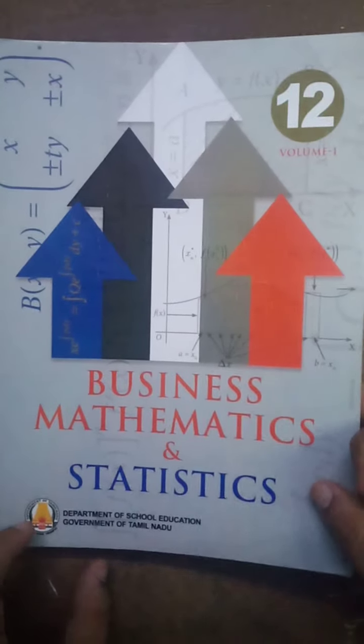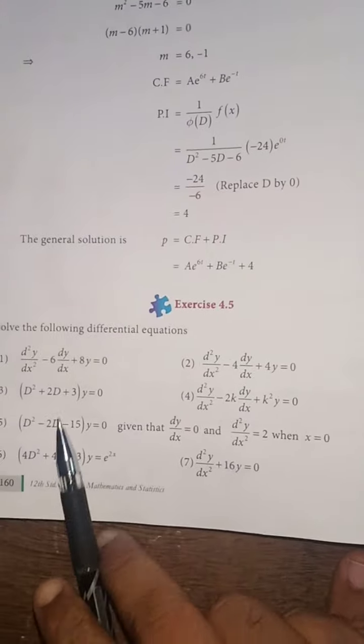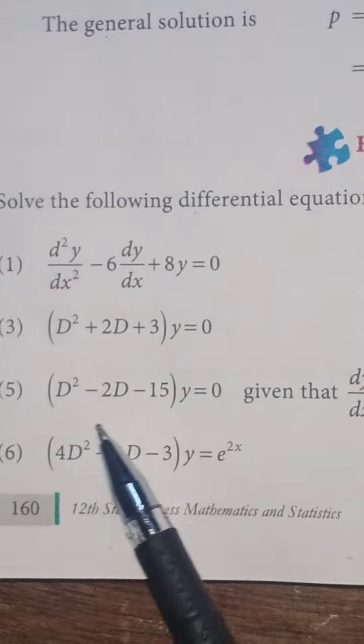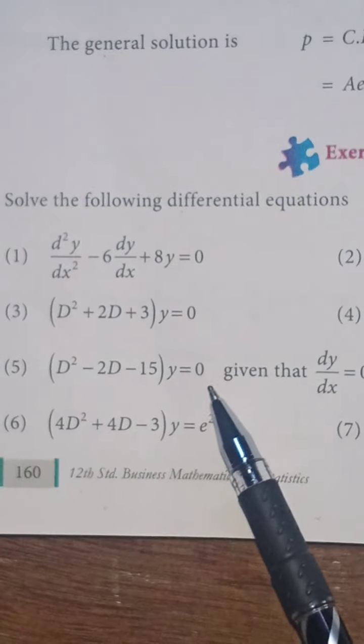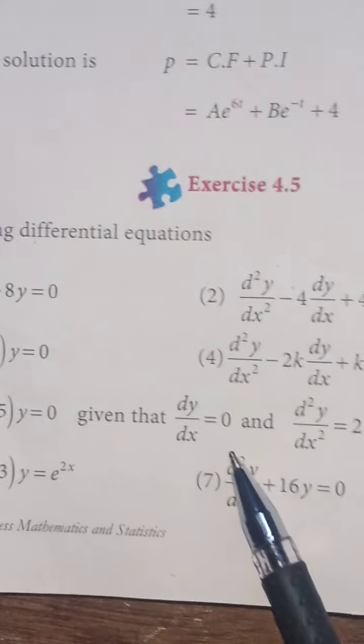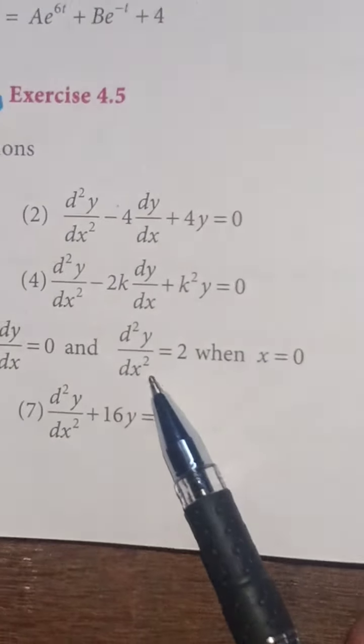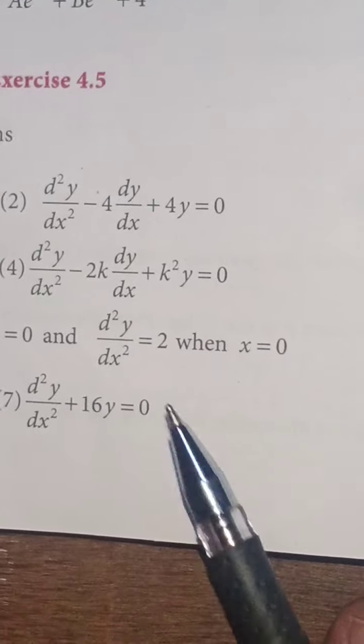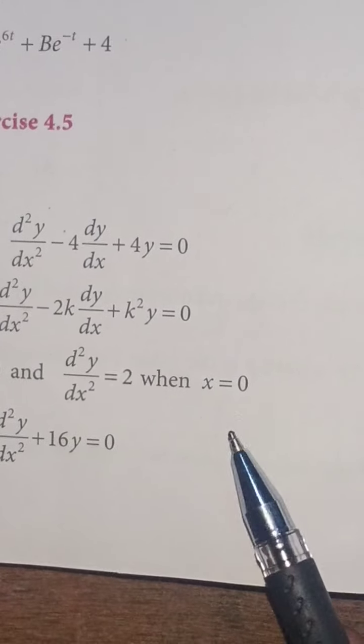Now problem number 5. Solve (d squared minus 2d minus 15) y equals 0. The given conditions are dy by dx equals 0 and d squared y by dx squared equals 2 when x equals 0.